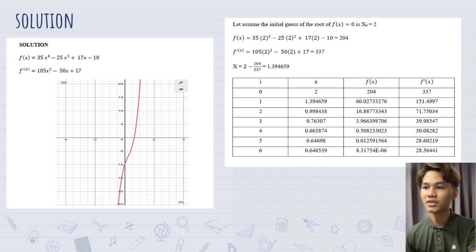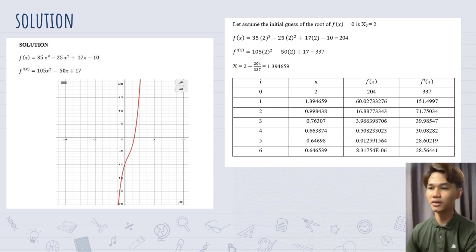Let's assume the initial guess of the root x equal to 2. Then we substitute this initial guess into the equation f(x) and f prime x. In this table, x is the initial guess, which is the root. For f(x), we substitute it into the equation and we get 204. Then for f prime x, we substitute 2 and we get the value 337.